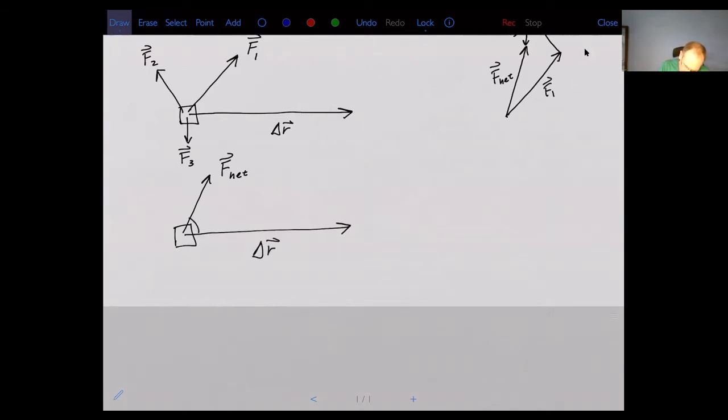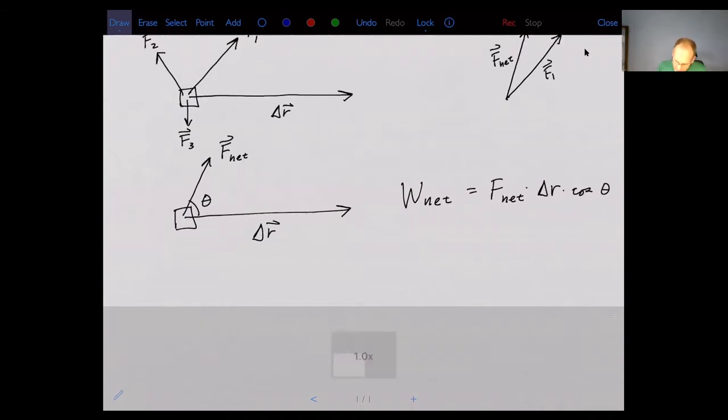If we assume we know the angle between the net force and the displacement vector, then the net work, the work done by the net force, is simply going to be the net force times the displacement times cosine of theta. So in other words, you can treat the net force as your single force, right? Because now it's just like a single force. So that's one way of finding the net work done on the object.